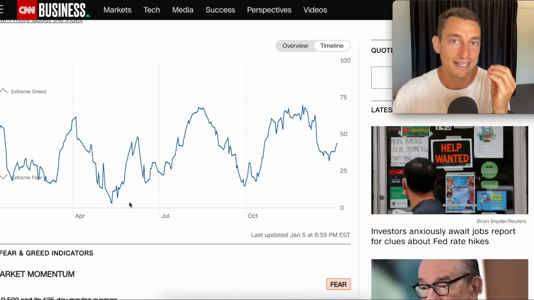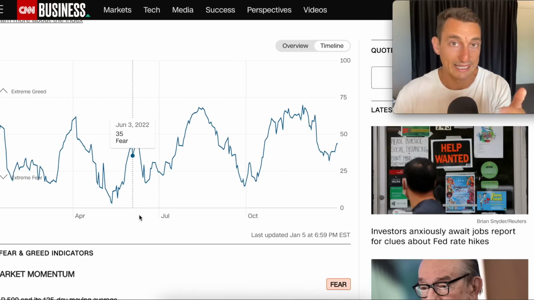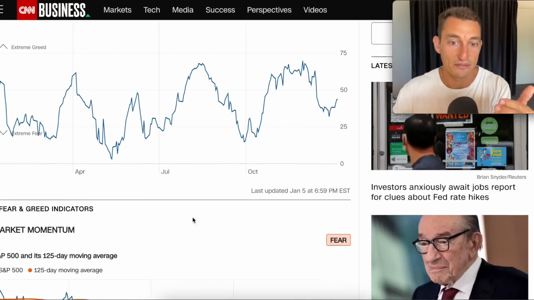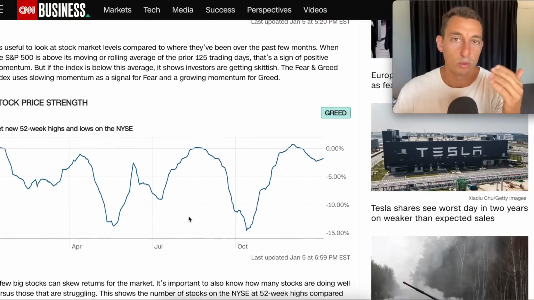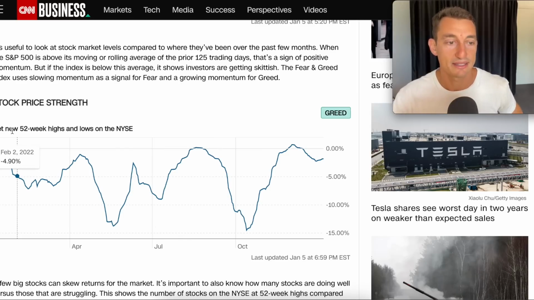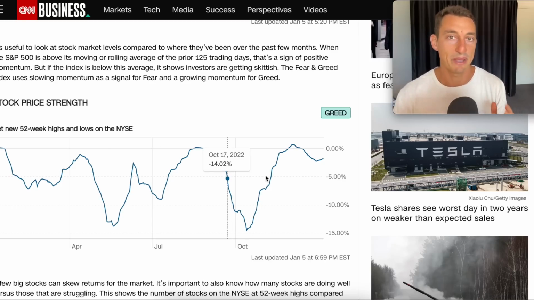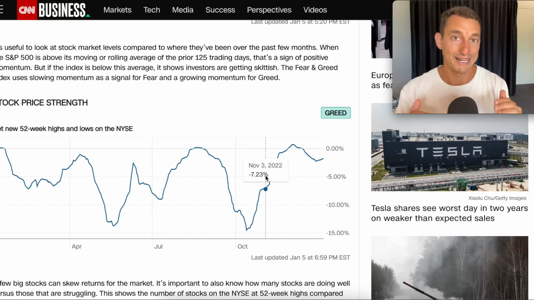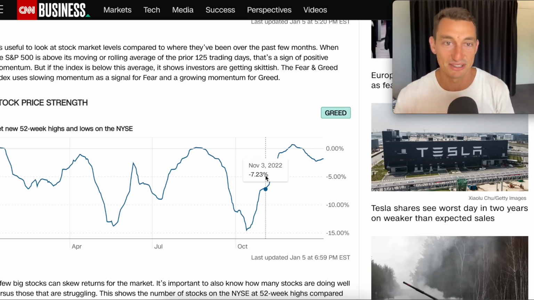Not only are we seeing higher lows on the fear and greed index, meaning that there is less fear in the market, this is also being represented in stock prices. Now, this is not my opinion. This is the data on the charts here. Net new 52-week highs and lows on the New York Stock Exchange. So this is just looking at how many stocks are breaking into new 52-week highs compared to the lows.